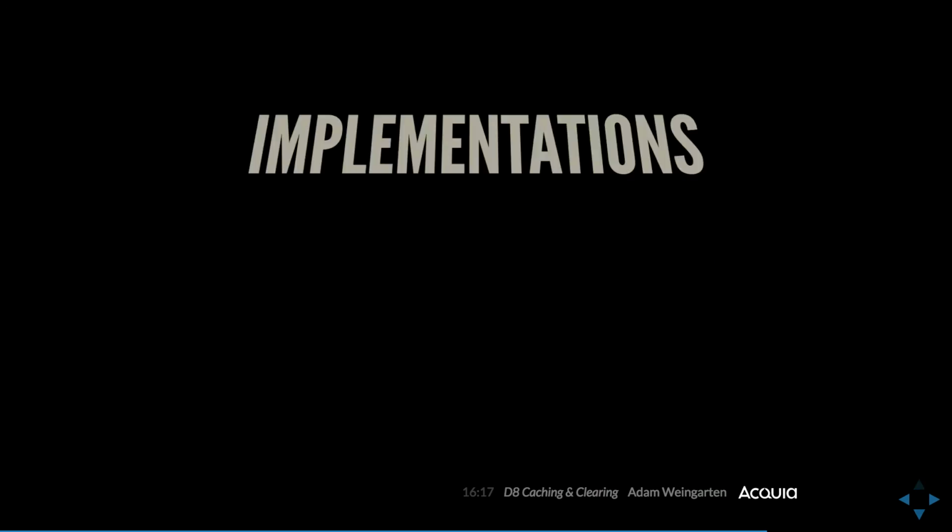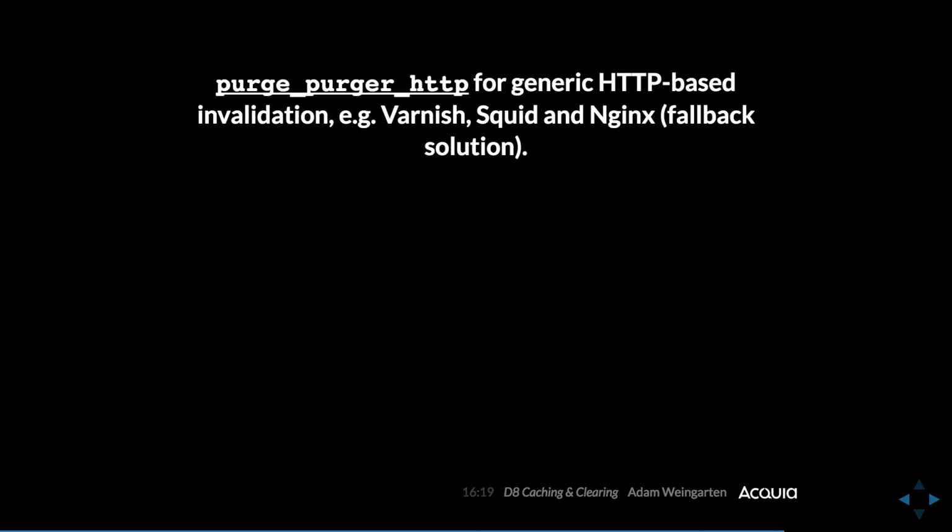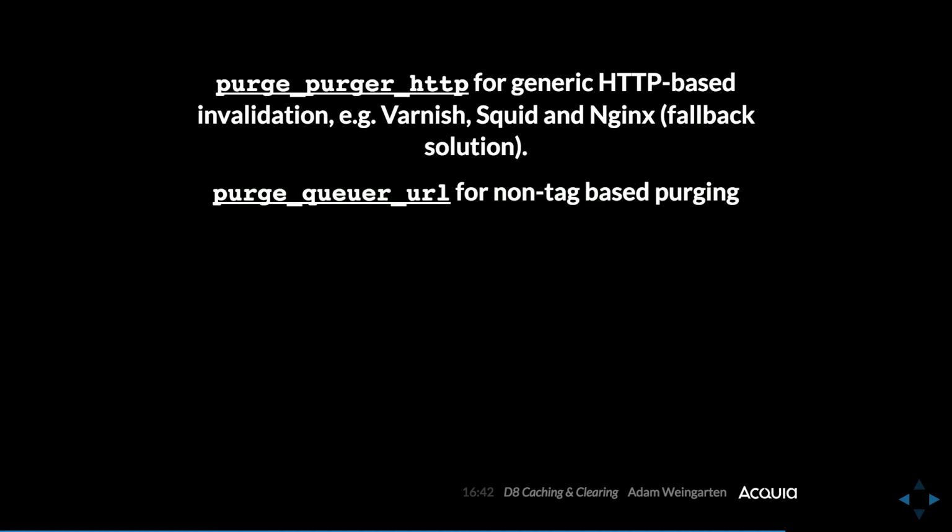So implementations. So we've got Purger HTTP. This is one of those plugins for generic HTTP invalidation. So if you have your own Varnish, Squid, Nginx cache, you can configure this. It's really flexible. It lets you send any headers, domains, paths, whatever the heck you need. You can configure this to suit your needs or your system. So it's pretty flexible.